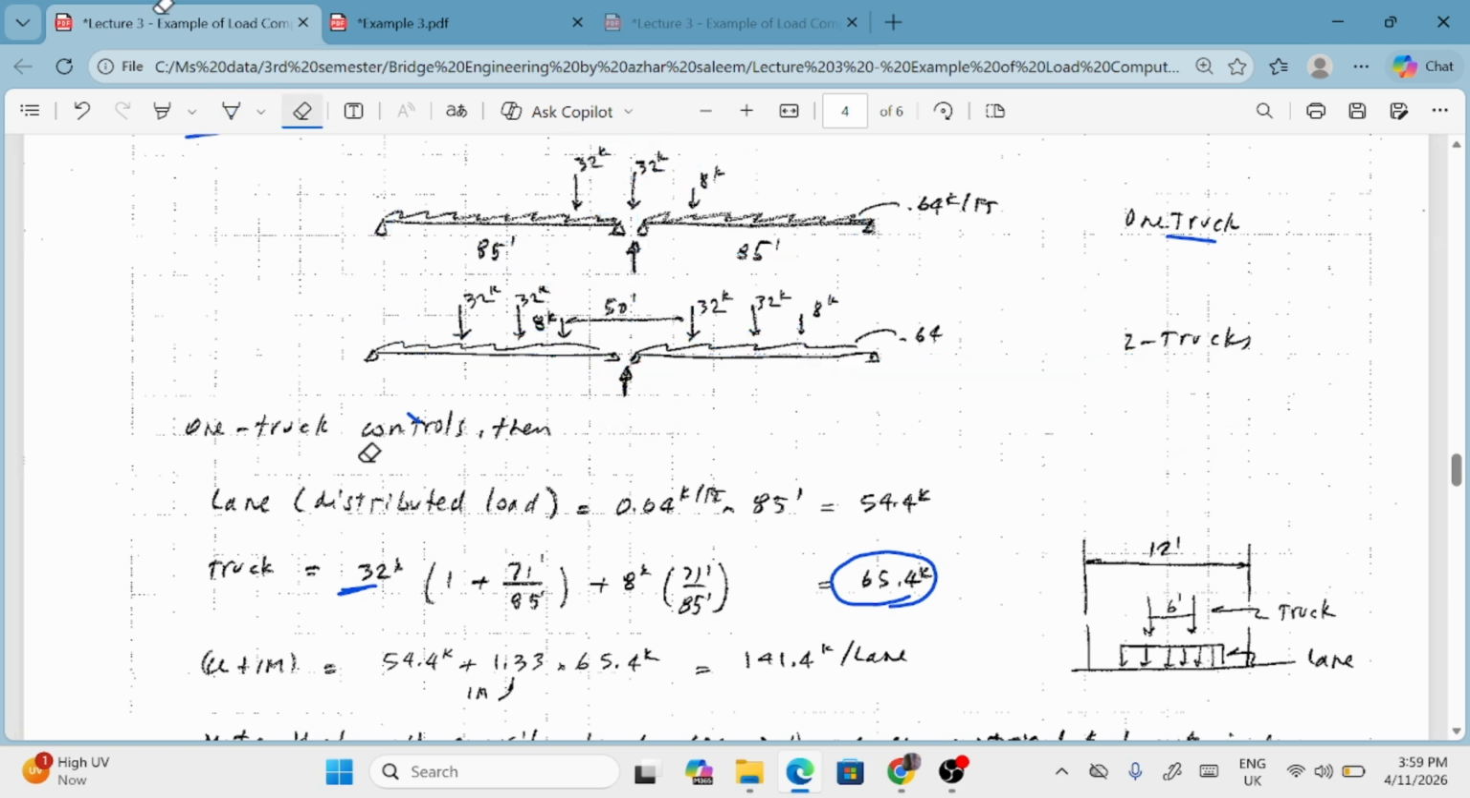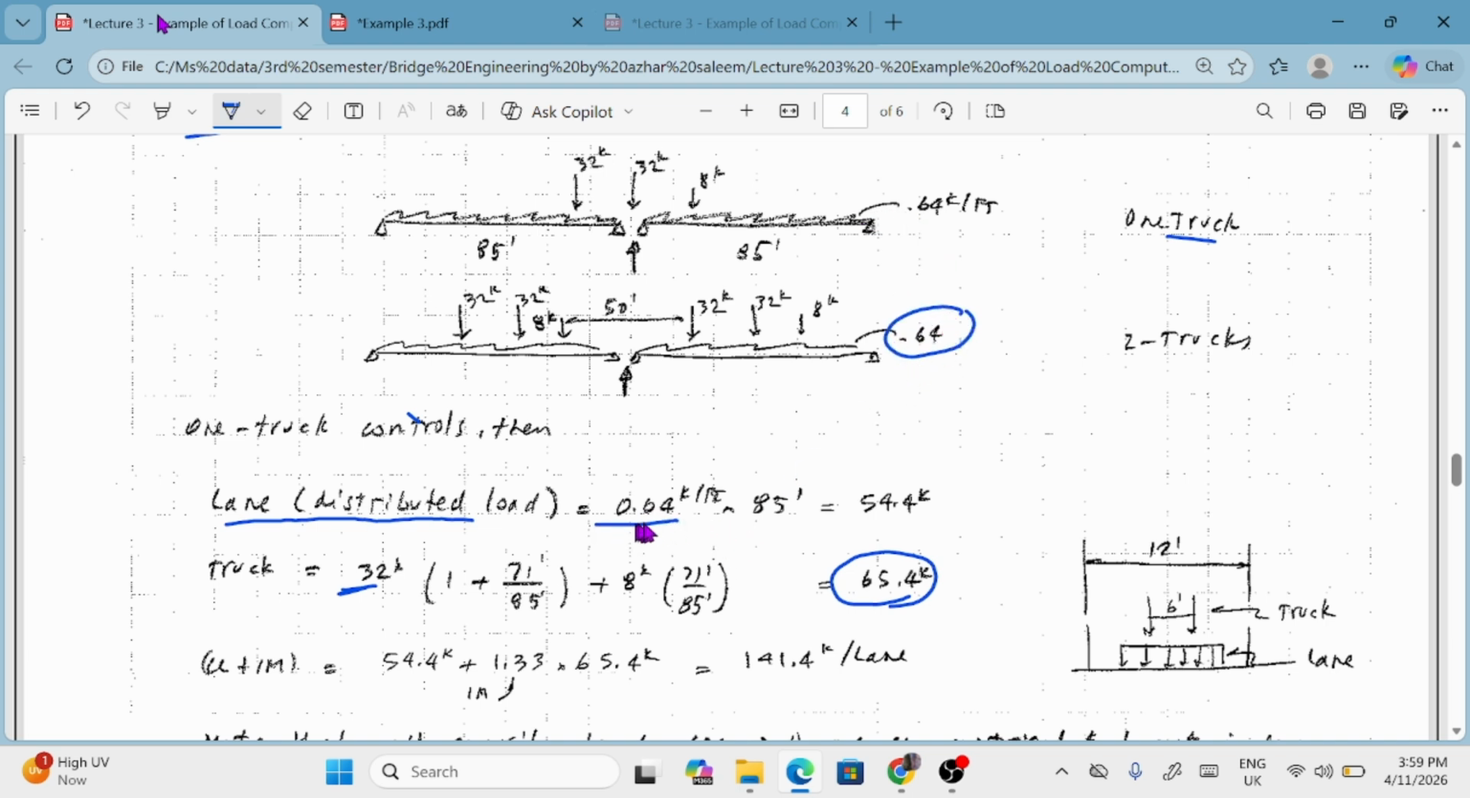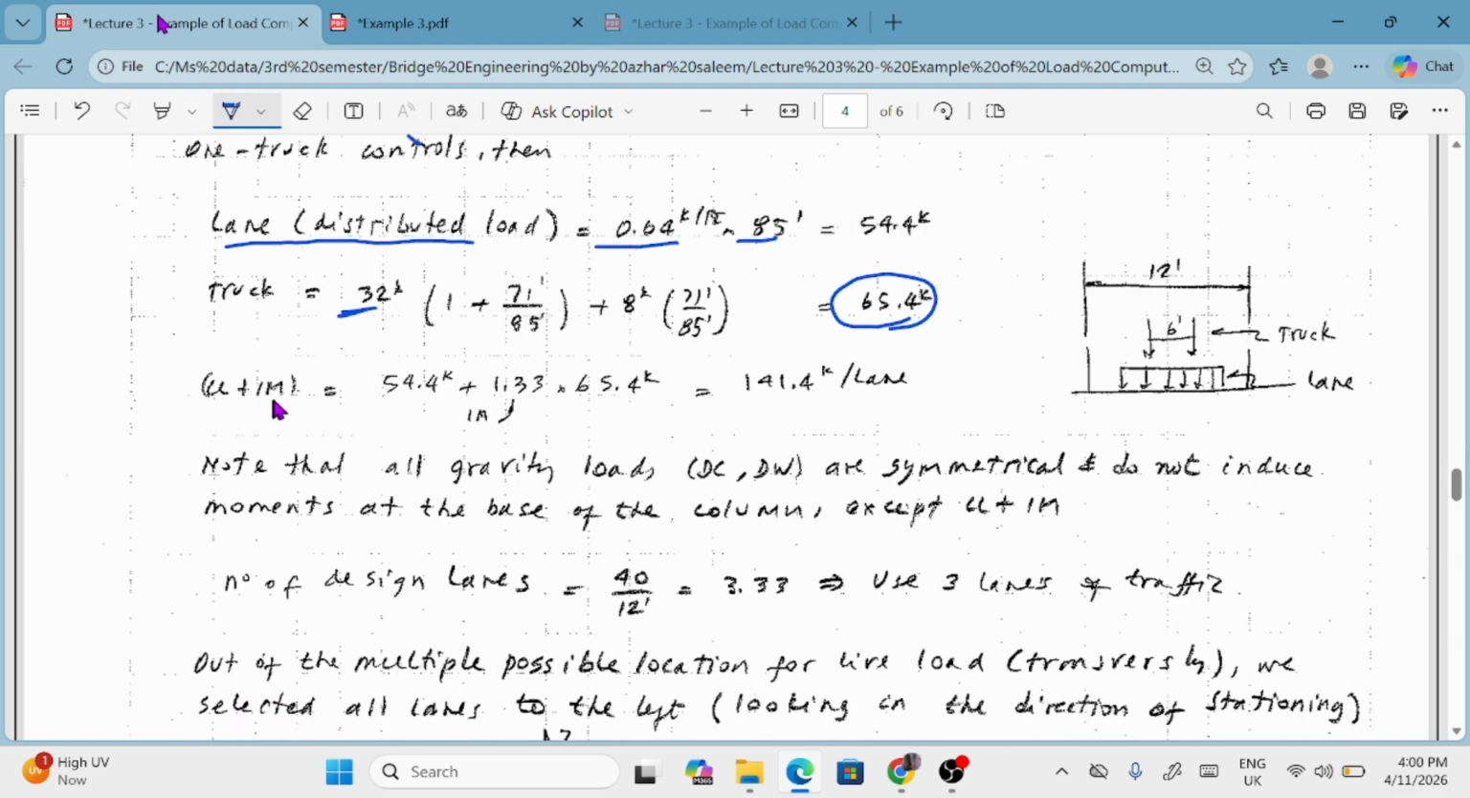After that we have to calculate the lane distributed load. The lane distributed load is given as 0.64 kip per foot. So the total live load plus impact load is 54 from the distributed lane load. Then 54.4 plus 1.33, the impact factor.